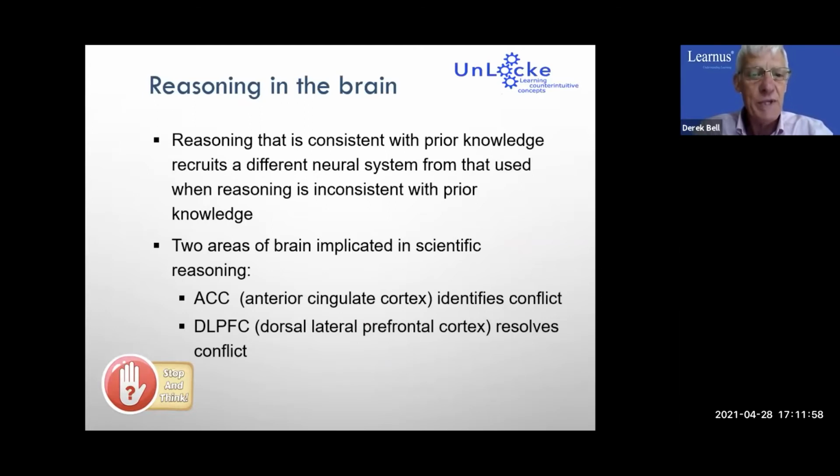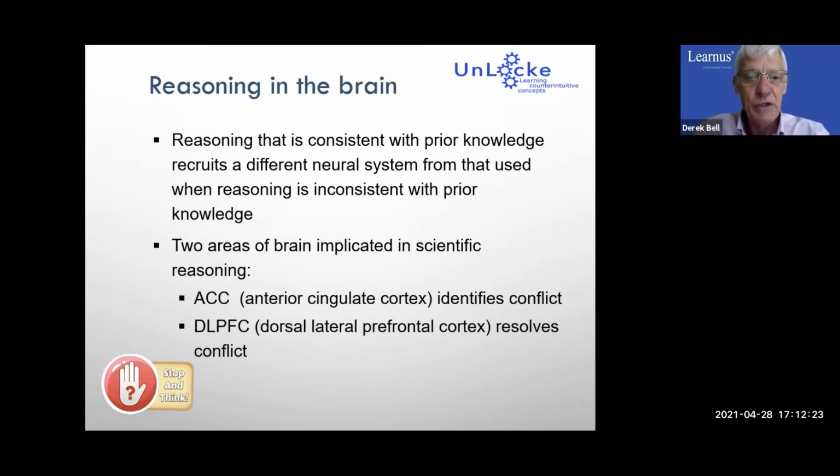And particularly with the science reasoning, there are two particular areas that seem to contribute to this. They're not the only areas, but they are the particular ones. The ACC, the anterior cingulate cortex, tends to identify when there's a conflict. So it actually acts a bit like a gatekeeper. If there's conflict, it goes one way. If there's no conflict, it goes another way.